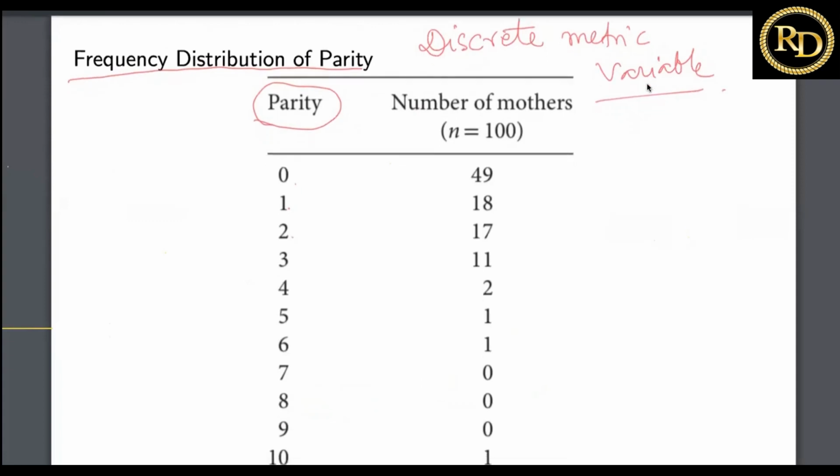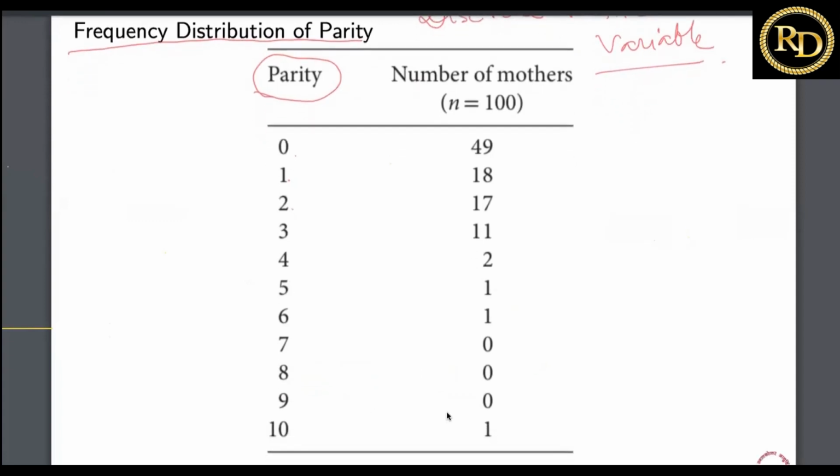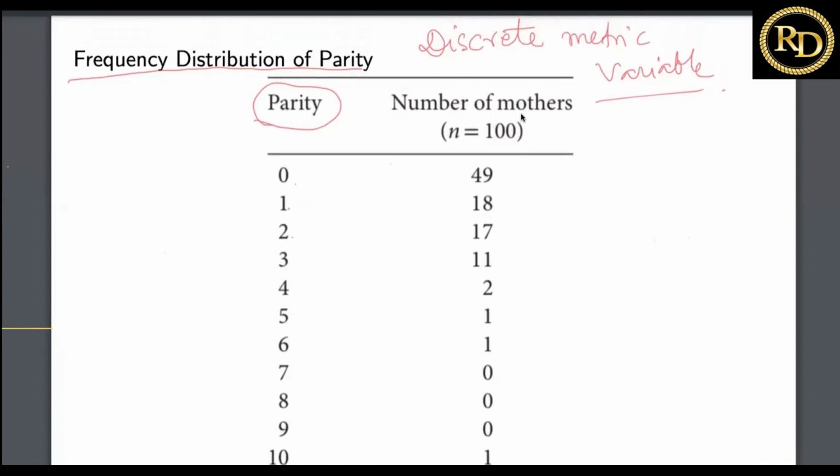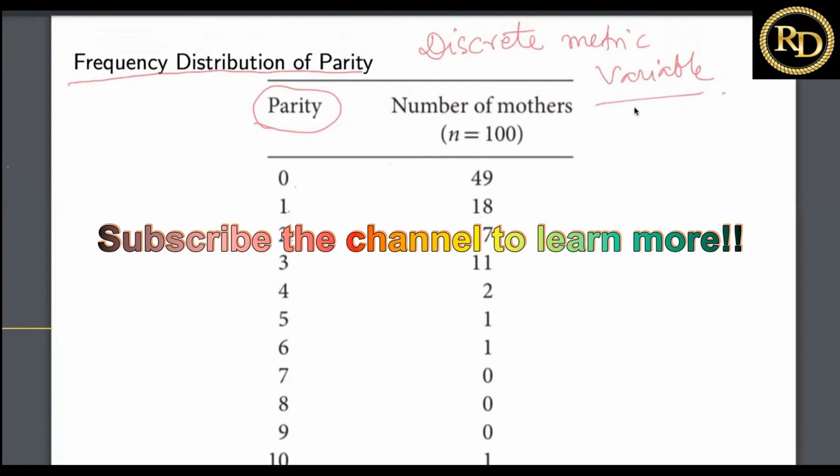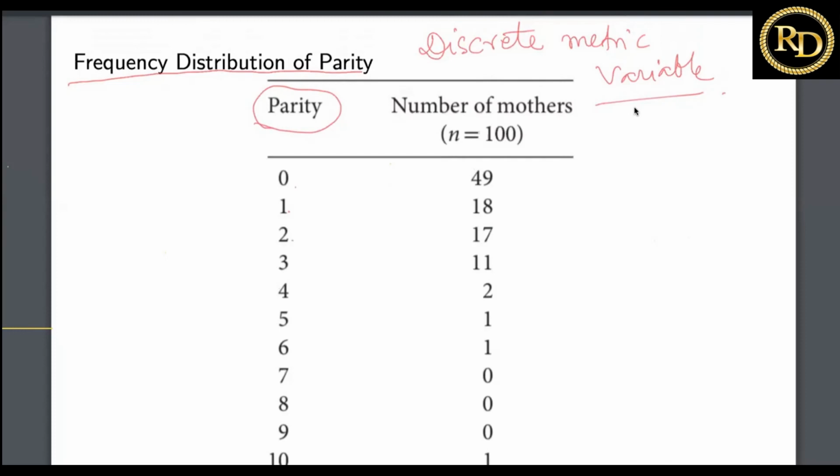So for such a discrete metric variable, you have to present the data like this. This is the frequency distribution of the parity. Here you have written the parity and the number of women with 0 parity, the number of women with 1 parity. This is the frequency distribution of the parity of 100 women seen in the OPD. This metric variable is termed discrete because all the possible outcomes you can count on your fingers. For example, if a woman comes to your OPD and you ask how many children she has, and then the next woman asks the same, all the possible answers you can count on your fingers.